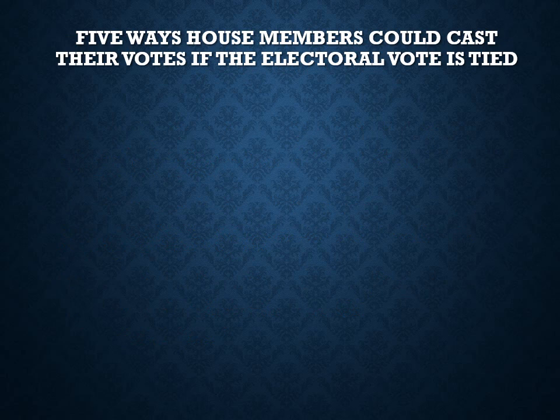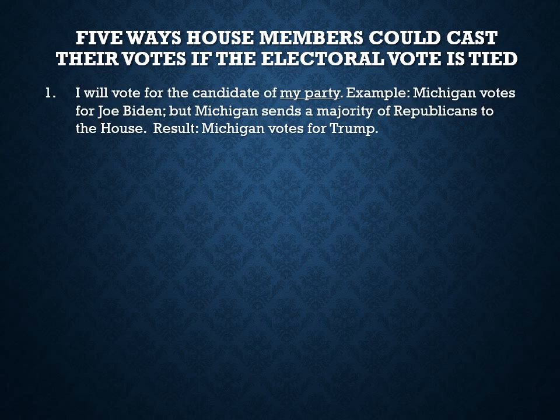House members could cast their votes, as I see it, for 5 different reasons. Let's say their approach is, I will vote for the candidate of my party. That's probably the most common one. So let's say Michigan voted for Joe Biden, but the majority of members of Congress from Michigan are Republicans. And the result would be that if they followed their party, Michigan would then cast a vote for Trump.